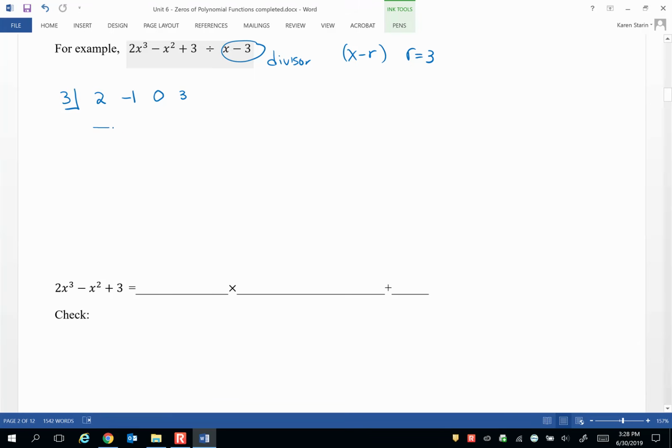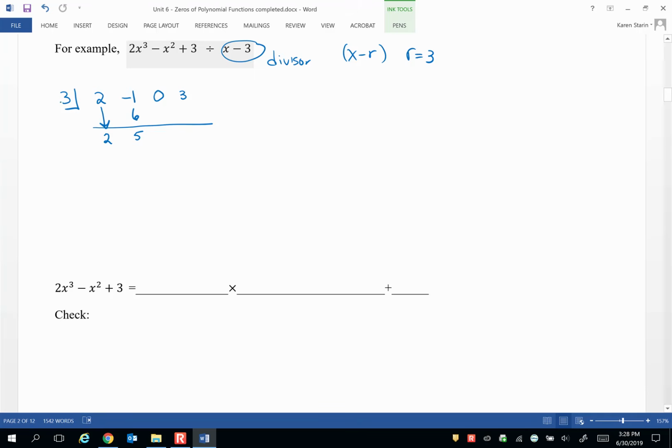Now I like to draw an evaluation bar there before I move on to step 3, and then I bring down the leading coefficient of 2. Then I multiply 2 times r, which is 3. So 2 times 3 is 6. Then I add -1 and 6. That's positive 5. Then I keep repeating until I'm finished with all the columns.